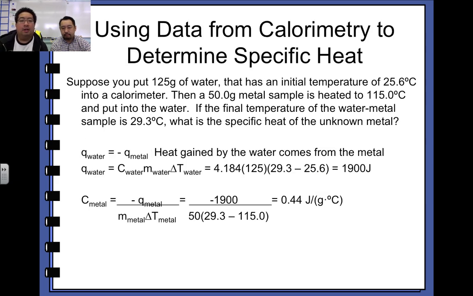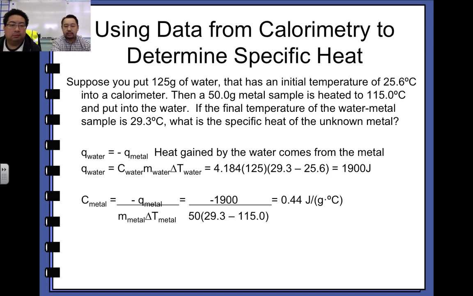So here's an example of using calorimetry data to determine specific heat for another substance. Let's suppose we have 125 grams of water in our calorimeter, and the initial temperature of the water is 25.6 degrees Celsius. Then we take a 50-gram piece of metal, heat it to 115 degrees Celsius, and put it into the water. If the final temperature of the water and metal sample is 29.3, what is the specific heat of the unknown metal? Here we've got all sorts of numbers jumbled all over the place, but it's best to categorize all the labels.